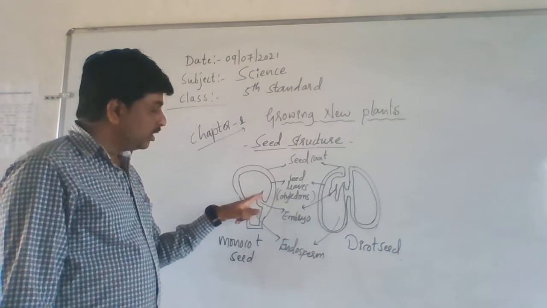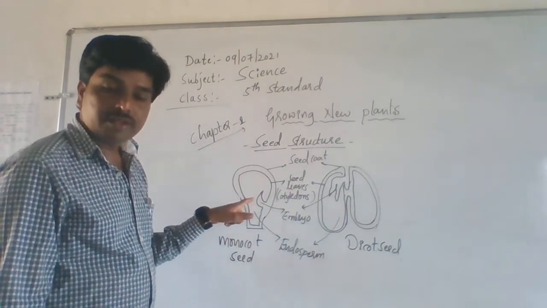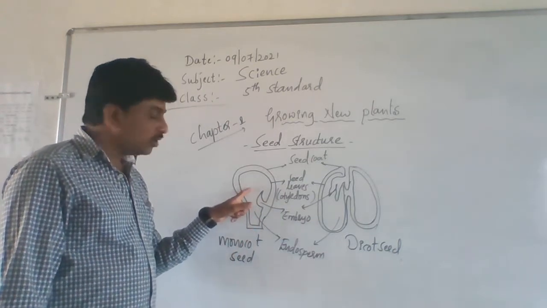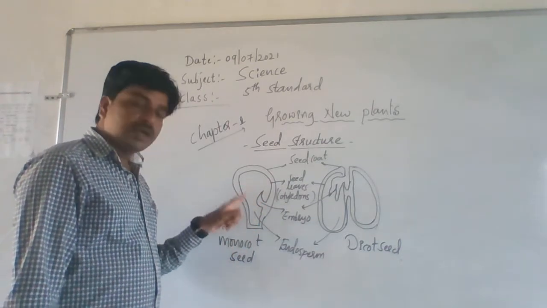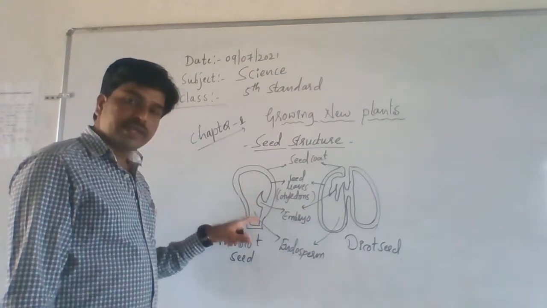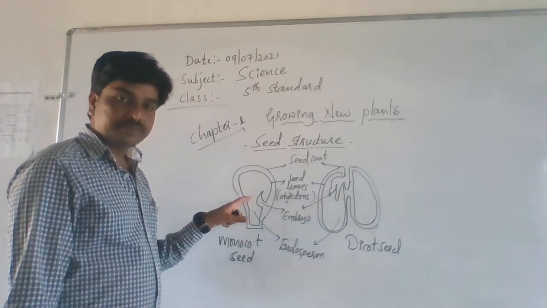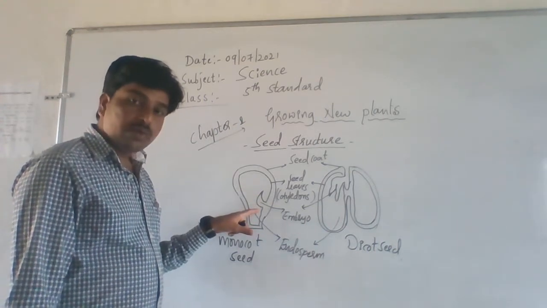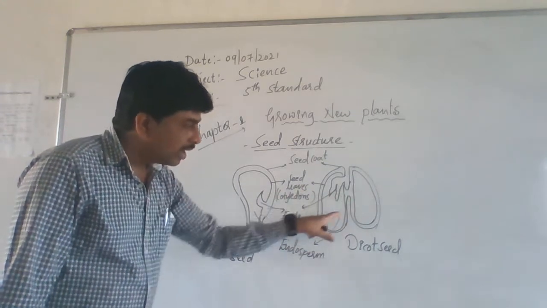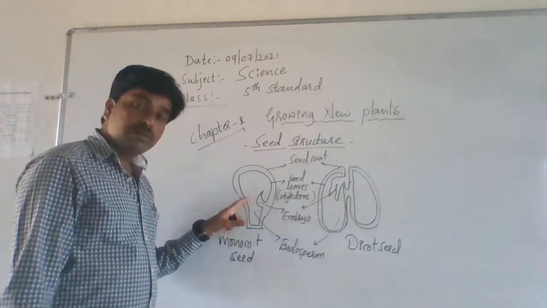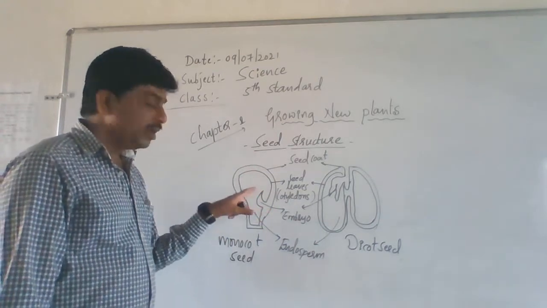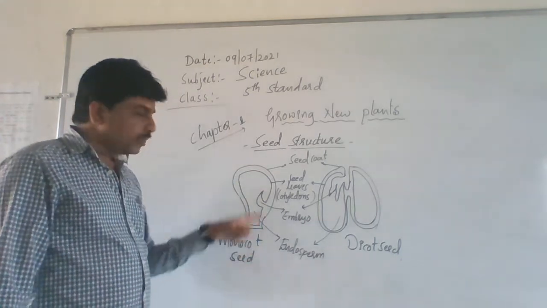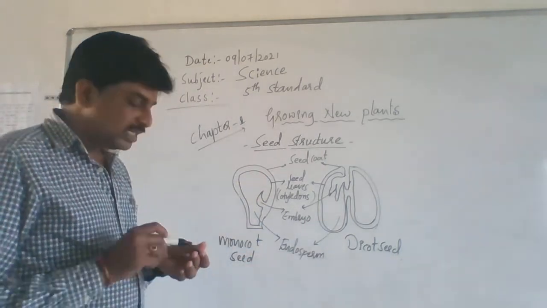The endosperm is found around the embryo. What does the endosperm do? That provides food to the embryo. It does the work of providing the food the embryo needs. Understand? This endosperm is seen around the embryo, and it provides food for the embryo. These are the four main important parts of a seed.